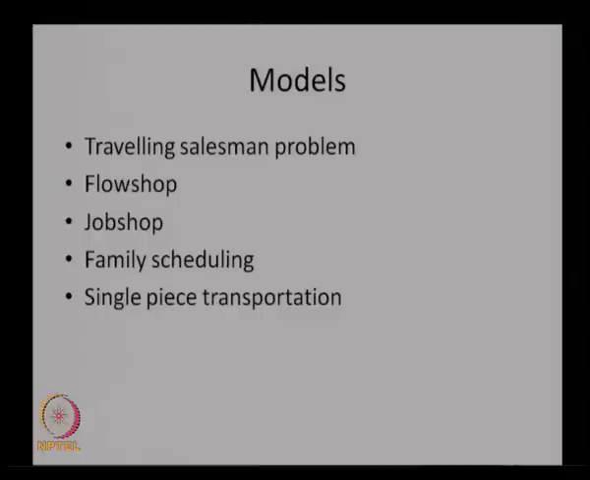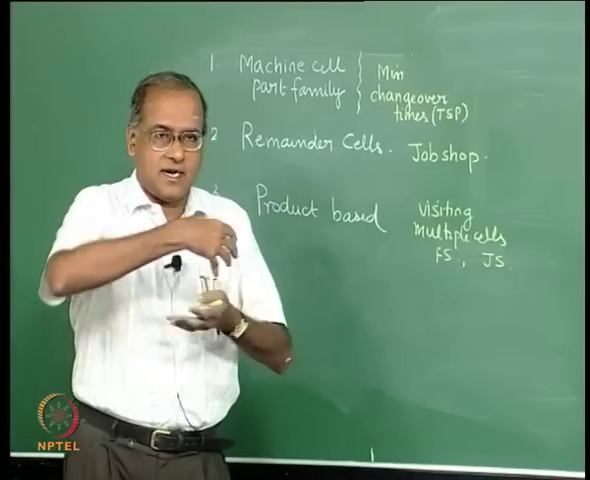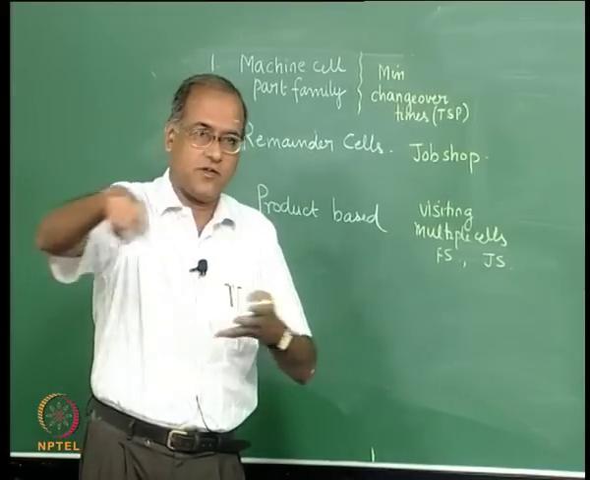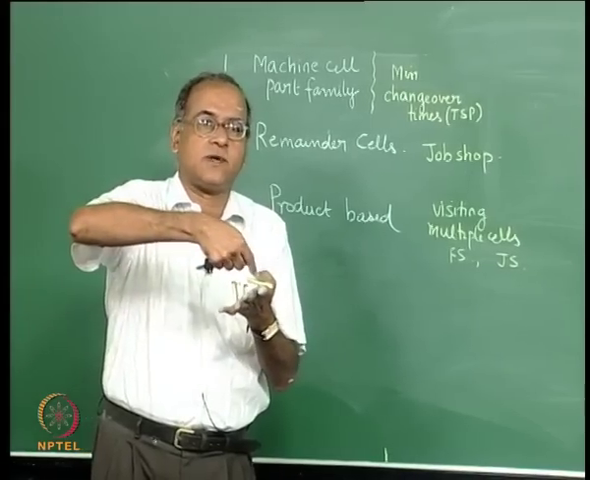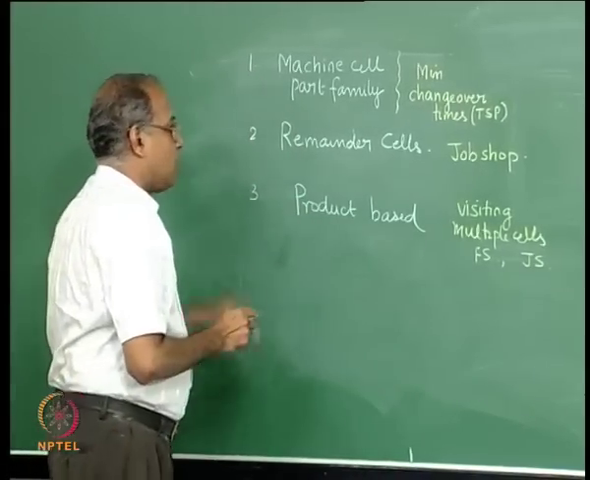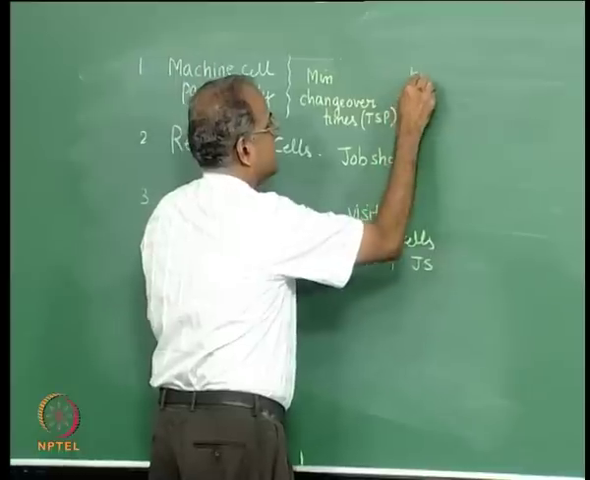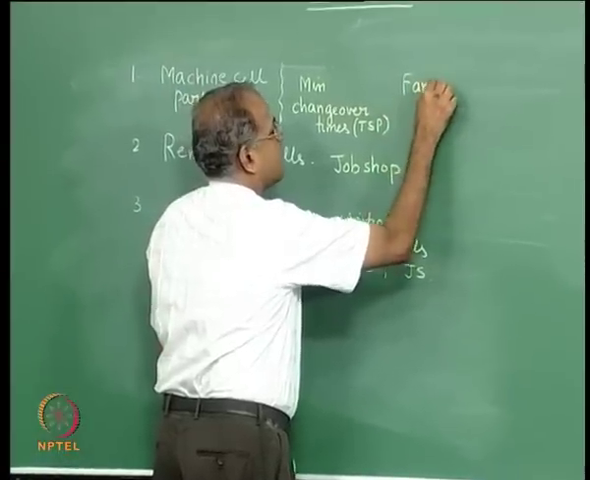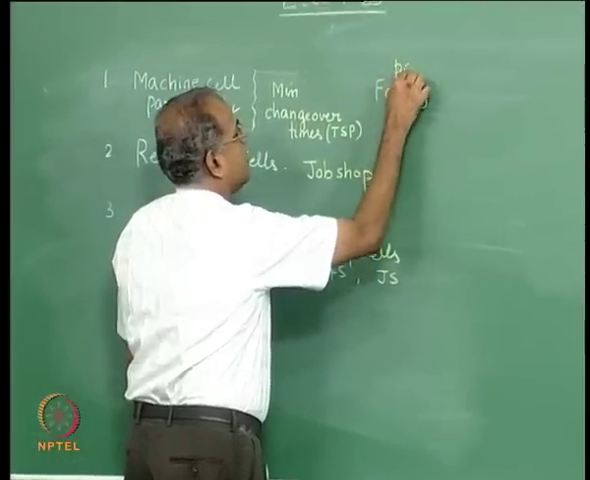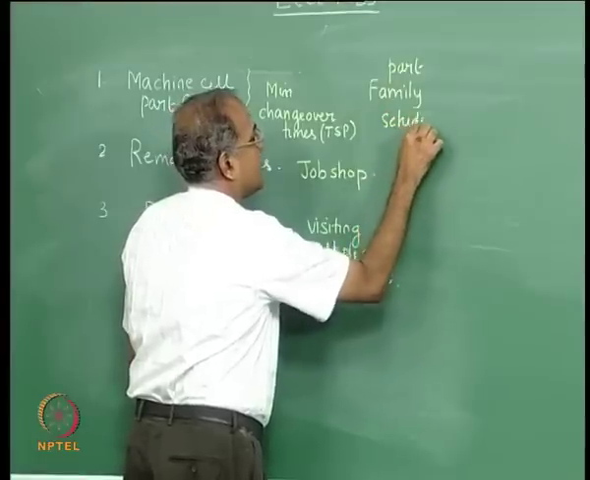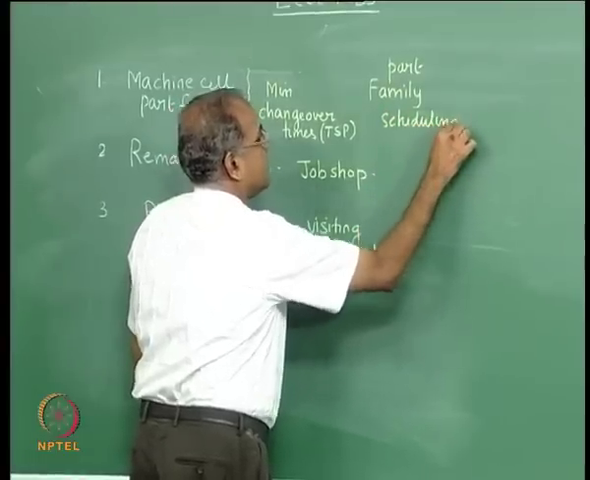Then we also looked at part family scheduling, where we said that the parts are divided into families. Families are sequenced first and then parts are sequenced within the family. So, that can happen even here, sometimes we can have that. So, we could say part family scheduling can happen here when a cell has more than one part family visiting.